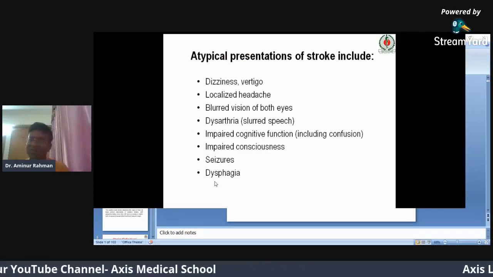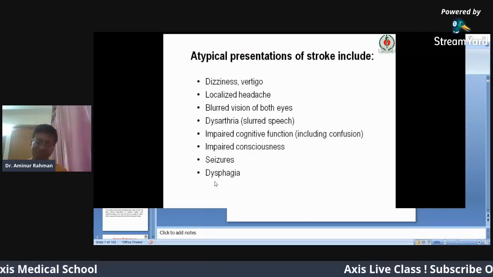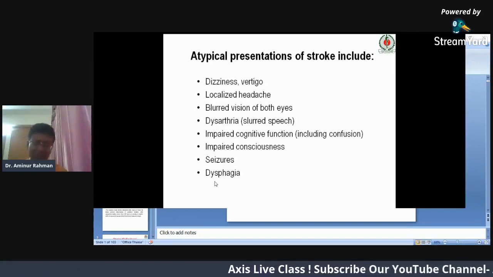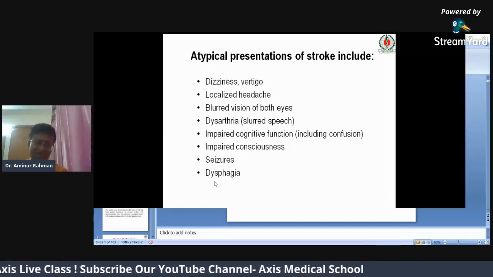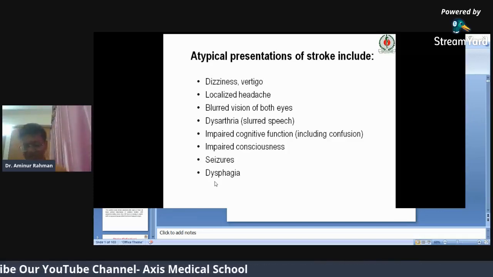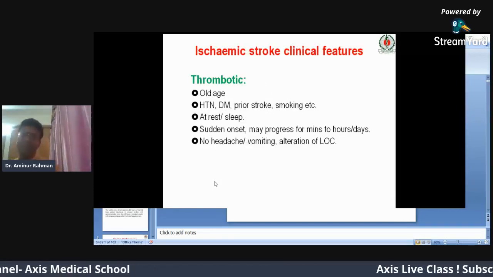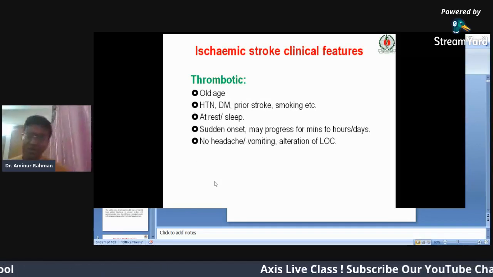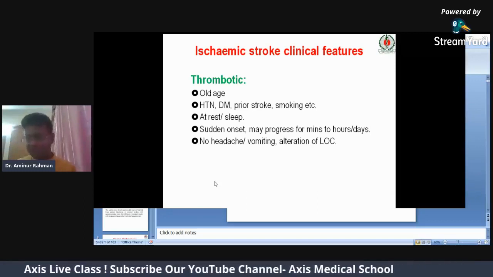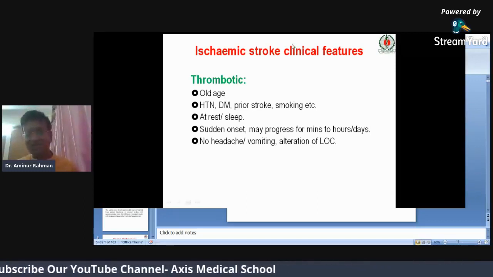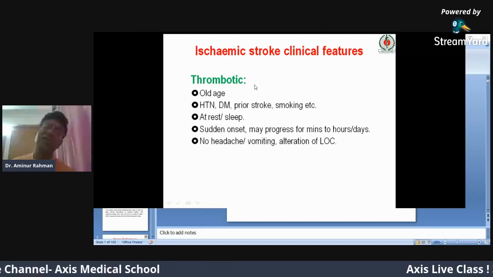What are the atypical presentations of stroke? These are dizziness, vertigo, localized headache, blurred vision of both eyes, dysarthria, impaired cognitive function, impaired consciousness, seizure, and dysphagia. Now another presentation of ischemic stroke, according to the types.